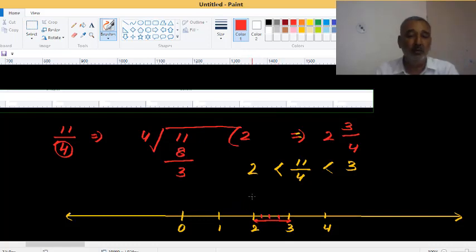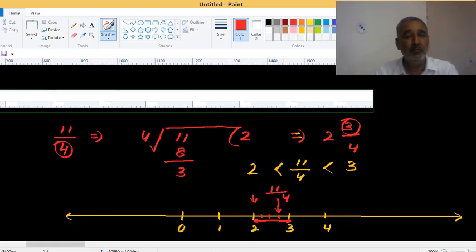So this number is 2 and 1 upon 4. 2 and 2 upon 4. 2 and 3 upon 4. So this number, this third part will be your 11 by 4.